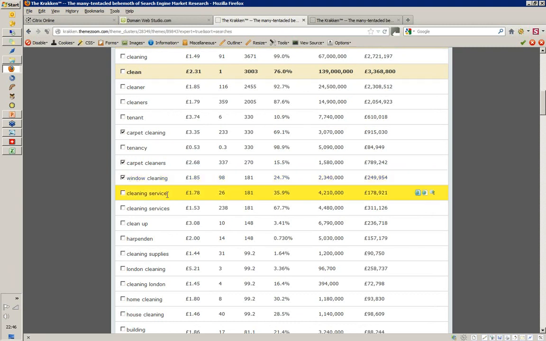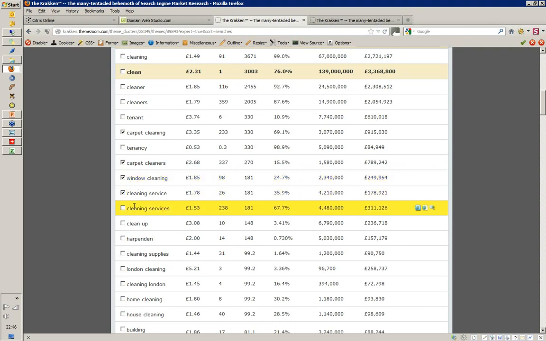Window cleaning is huge. Look at that. Cleaning services. This could be domestic or residential. I mean commercial. Cleaning services. I'm doing both. Well, look at the pay-per-click difference on services with the S. Yep, and the searches as well. So I'm going to switch it out for that.